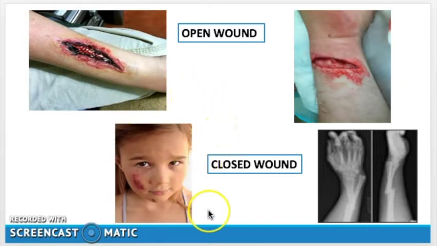This poor little girl has a little superficial wound. It's probably acute. It probably will heal pretty quickly. You see these frequently on children, these kind of abrasions. And then on the bottom right-hand corner, you see a closed wound. It's a fracture that hasn't broken through the skin, but you're going to see a lot of bruising and ecchymosis and swelling in this situation.